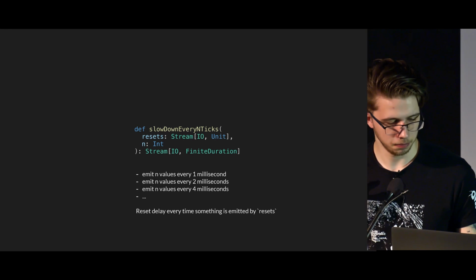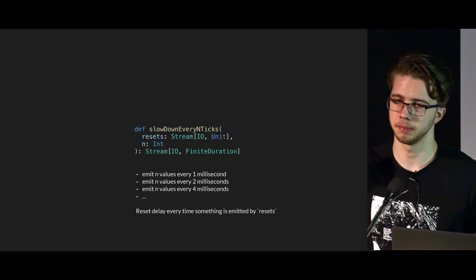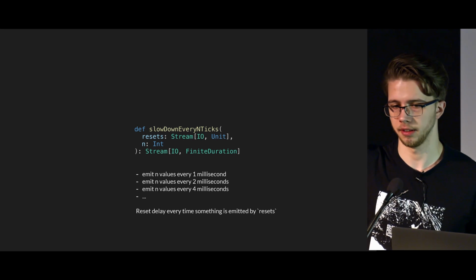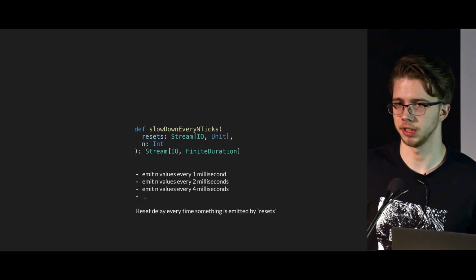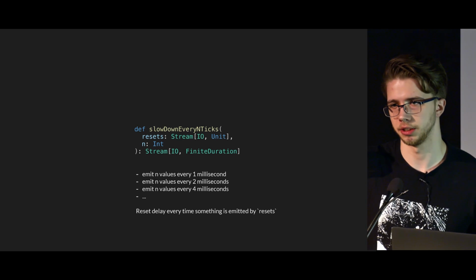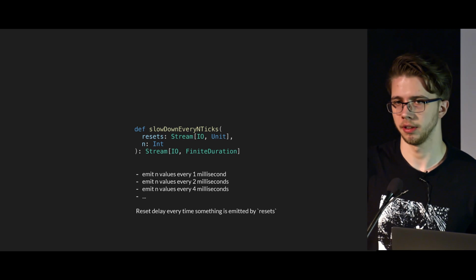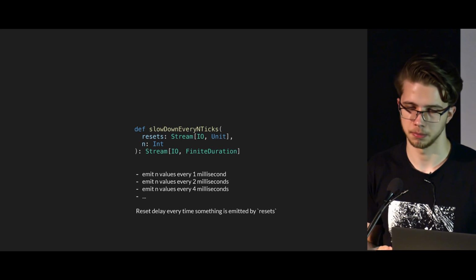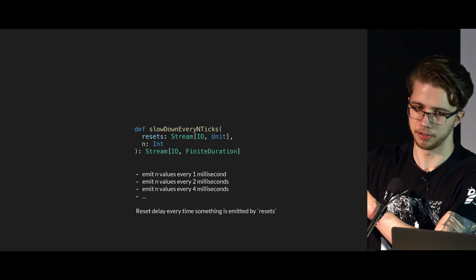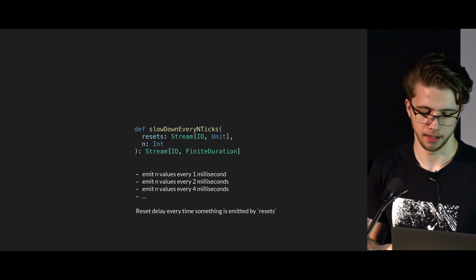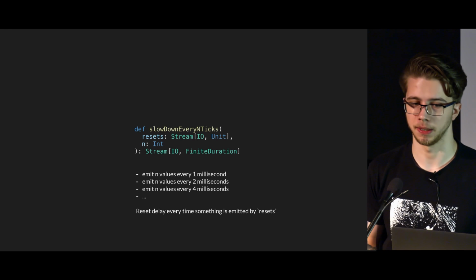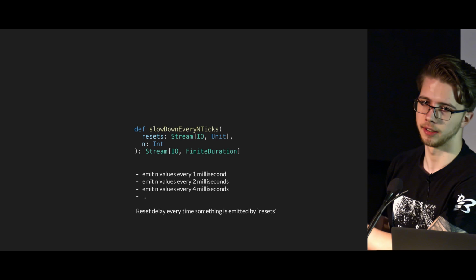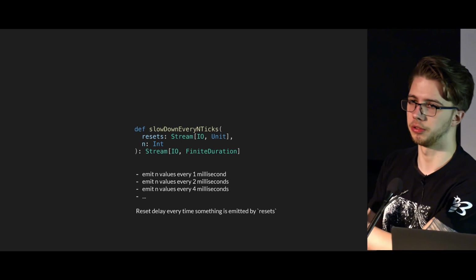But the behavior of it is supposed to be like this. It will emit 10, actually n elements very quickly, 1 millisecond between each element. Then it will double that duration and do it a bit slower. And it will continue to slow down exponentially every time it goes through n values, unless something is produced by this reset stream. So if something is produced by that stream, we will reset the duration between elements back to 1 millisecond.